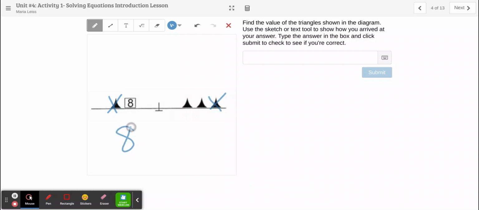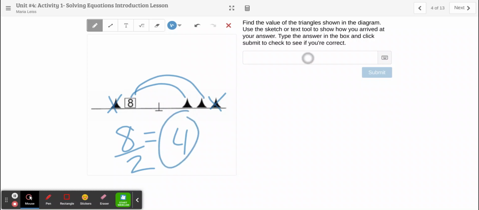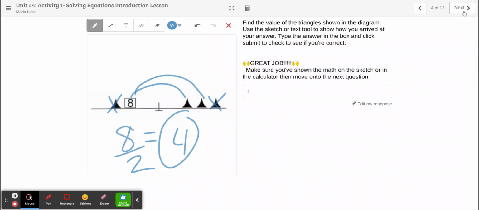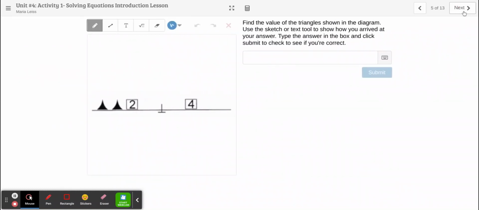So now I know that the total number on the left side has to be 8. And I know that those 8 have to be split into the 2 pawns. So if I take that 8, split it into 2, I should get 4. Let's check it and see if we're right. Yay, us. All right, so that's the main idea of this activity. Go ahead and give it a try.